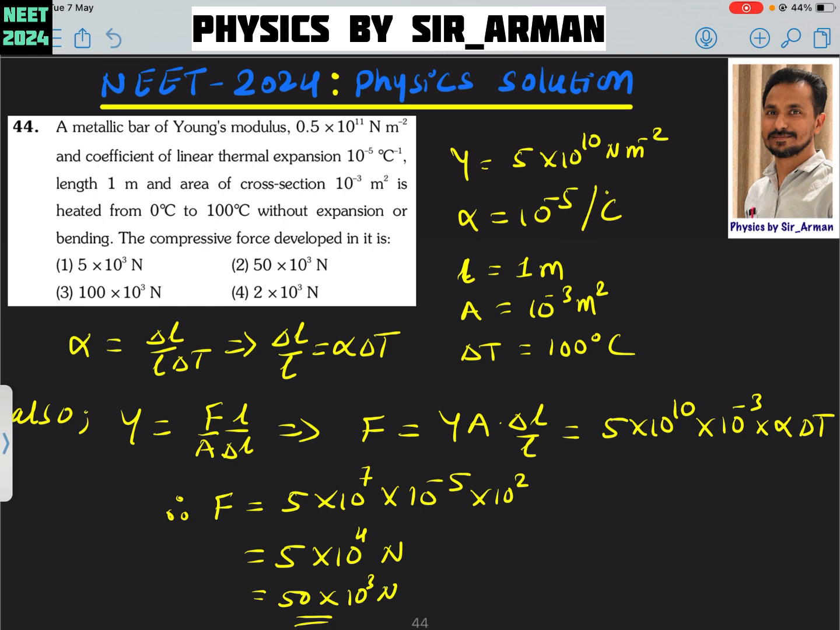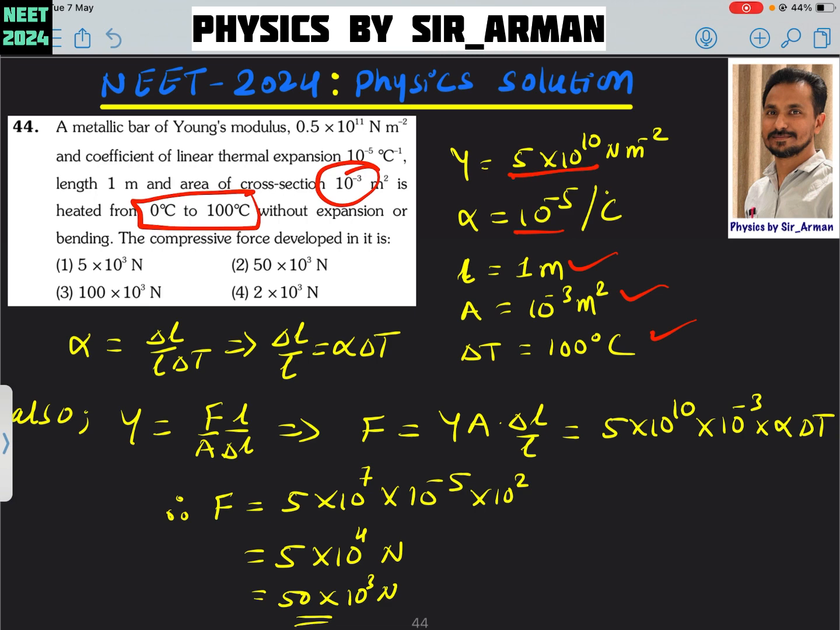Question number 44. A metallic bar of Young's modulus 0.5 into 10 raised to 11, which I can write as 5 into 10 raised to 10, and the coefficient of linear thermal expansion alpha is 10 raised to minus 5, length 1 meter is given, area of cross section 10 raised to minus 3, and the change in temperature is 100 degrees Celsius, right? Now it is asked the compressive force developed, how much force is developed.